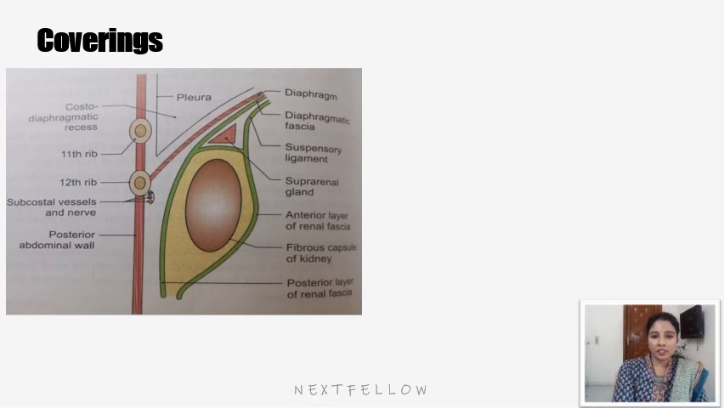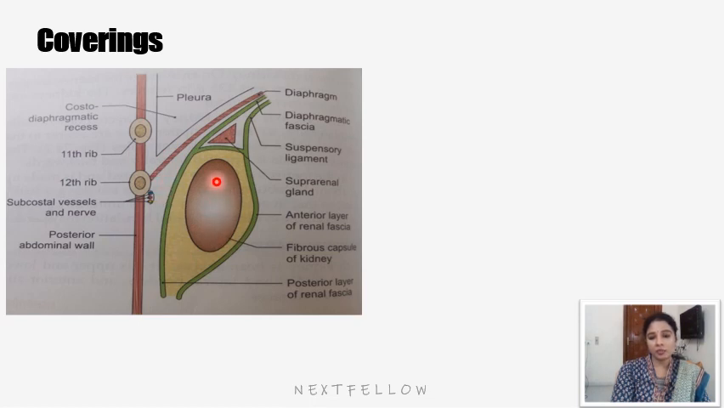We shall see the coverings. The kidney is invested by a firm capsule which is called the renal capsule, that is the true capsule of the kidney. Around the kidney, this black line which is shown is the renal capsule. So this is the sagittal section of the kidney showing the coverings of the kidney.